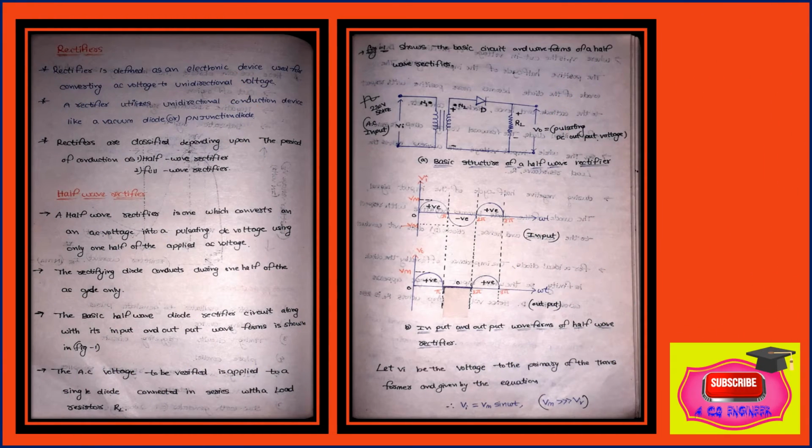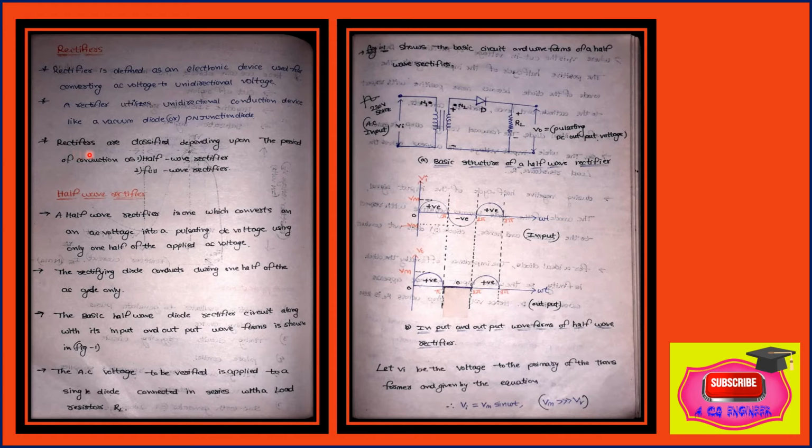Here we have to see what a rectifier is. A rectifier is defined as an electronic device used for converting AC voltage to unidirectional voltage. This is nothing but when you apply an AC voltage to the rectifier, it converts that AC voltage to DC voltage, or a unidirectional voltage. A rectifier utilizes a unidirectional conductance device like a vacuum diode or a PN junction diode.